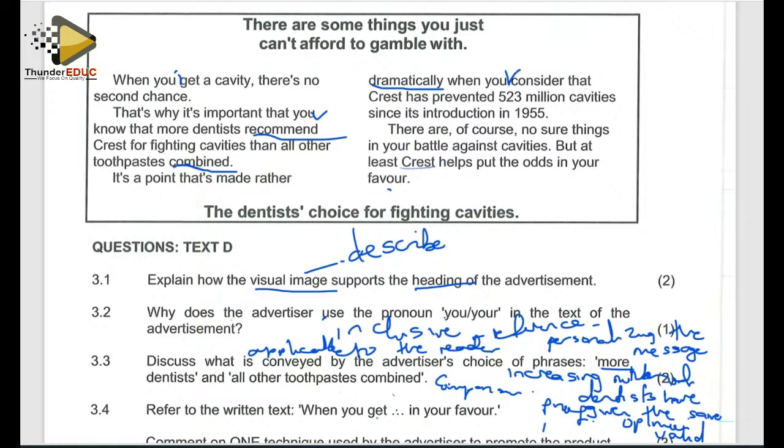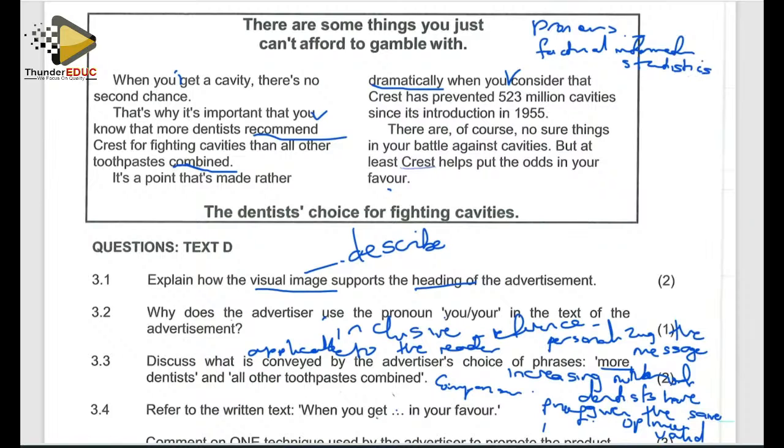So you have two strategies that you could have discussed here. We're also having statistics, 523 million cavities since its introduction in 1955, and recommended toothpaste combined. So we are having facts and statistics. There are three strategies that we can use. One, we are talking of pronouns. That's a first strategy, an inclusive technique, as we have said. You have factual information and stats. That's another technique that is used there. Statistics is also part of it.